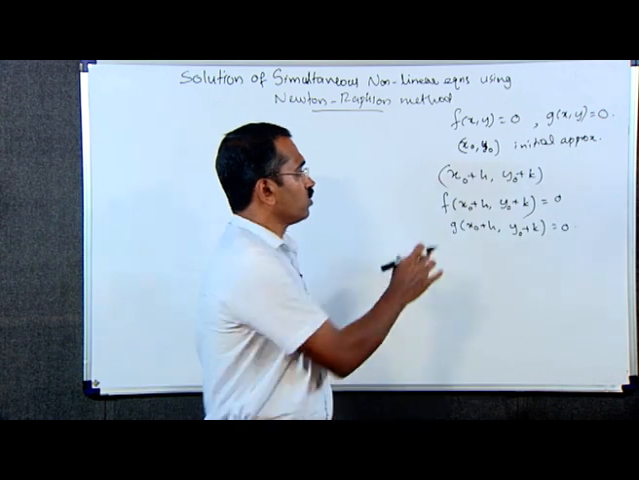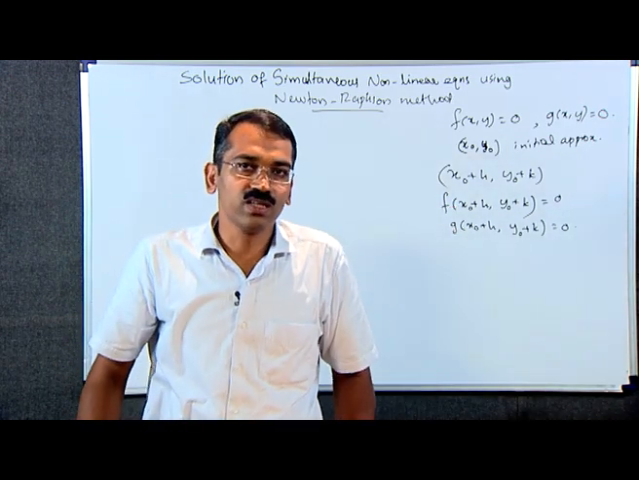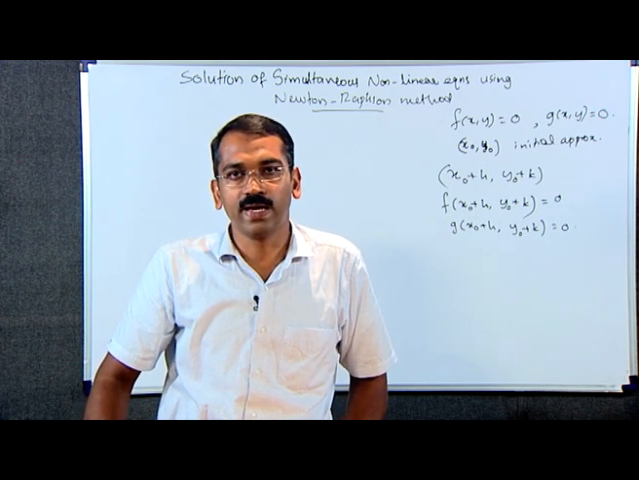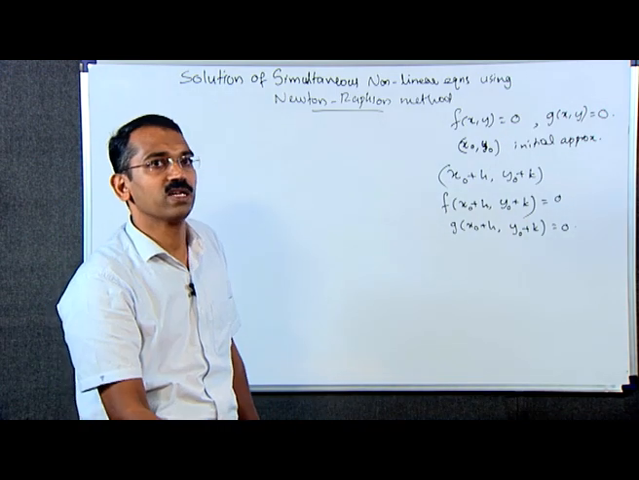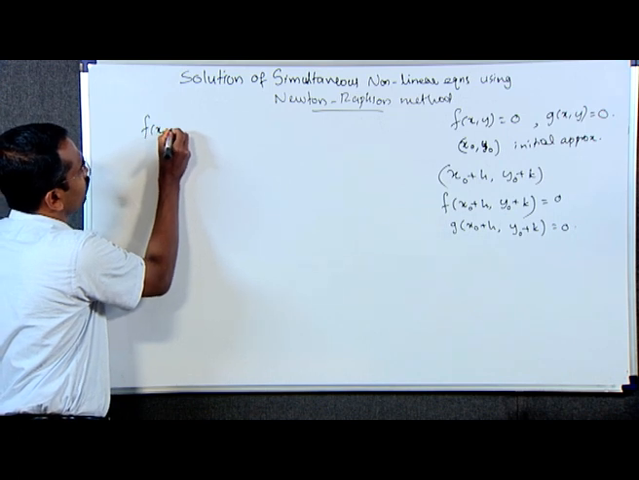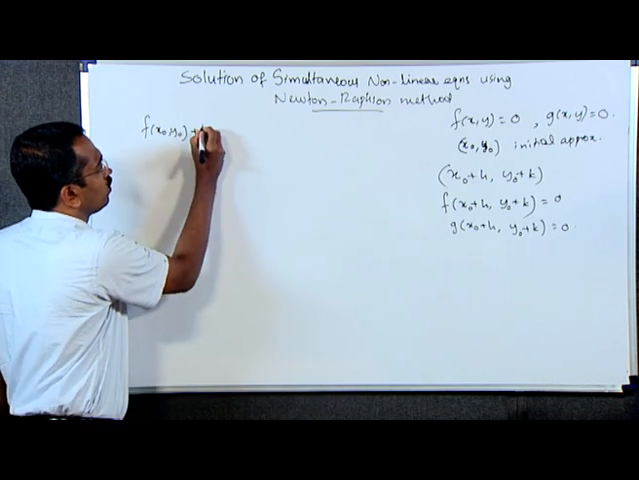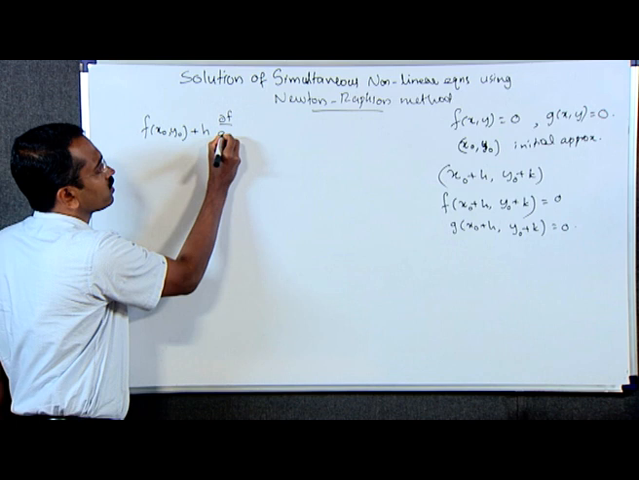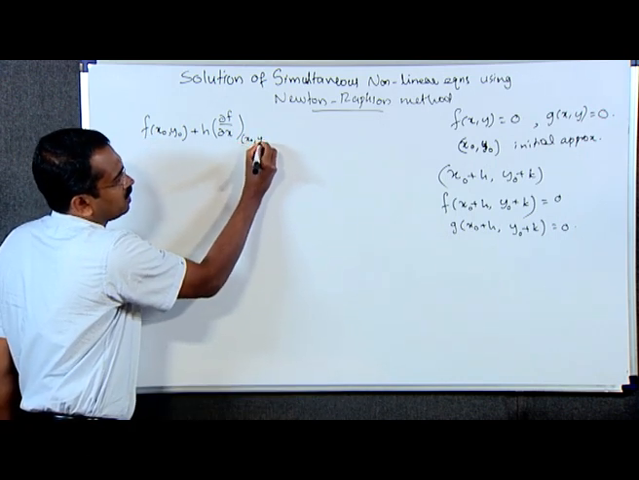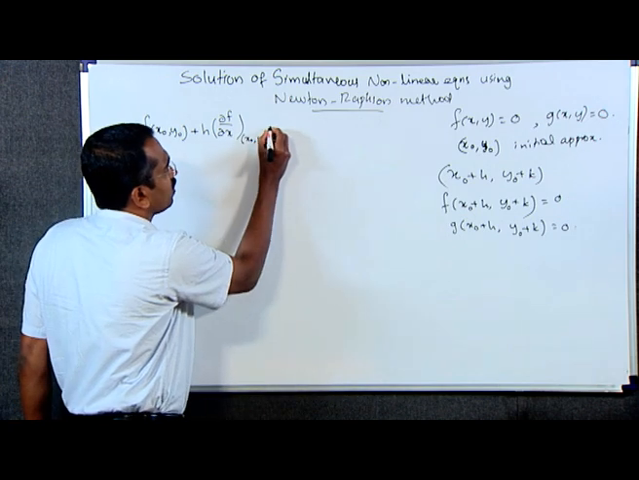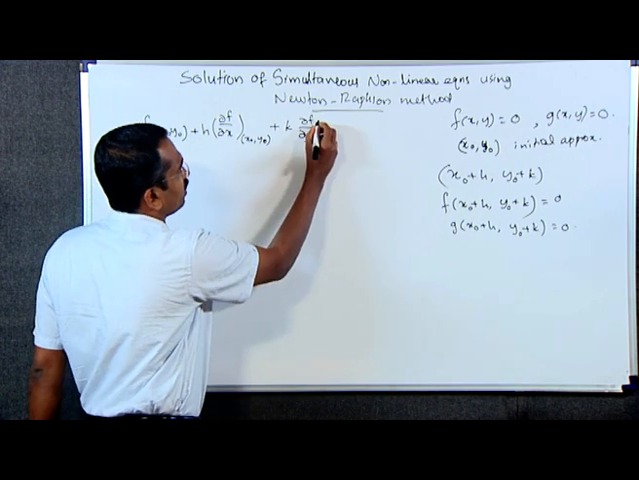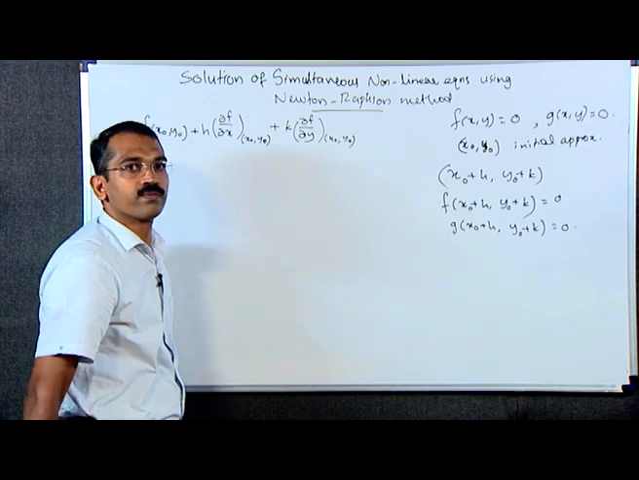Expanding f and g using Taylor series for a function of two variables and neglecting the h square, h into k and k square terms, and also the higher degree terms, we can write f(x0, y0) plus h into the partial derivative of f with respect to x at the point (x0, y0), that is at the initial approximation, plus k into the partial derivative of f with respect to y at the point (x0, y0). This is equal to 0.